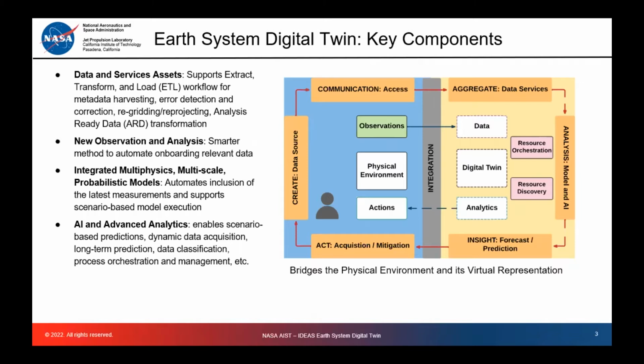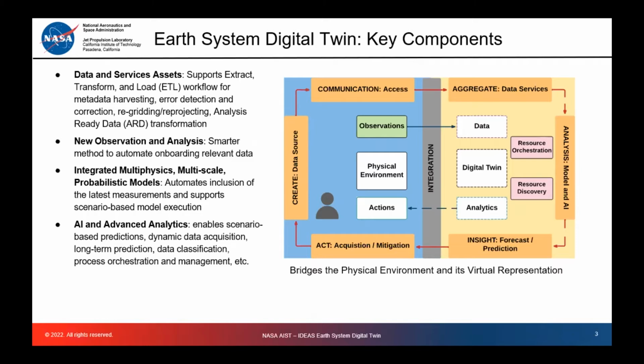The second part is new observation analysis, which means using a smarter method to automate onboarding of new relevant data. We don't just want to bring in any data; you want to be smart about what data to bring in. Let's face it, we have a big data challenge. Everybody knows that. It's not going to get any smaller. I asked Aaron Robinson one year at the conference how we make big data smaller. We can't, so the only thing we can do is be smarter about what kind of data to use.